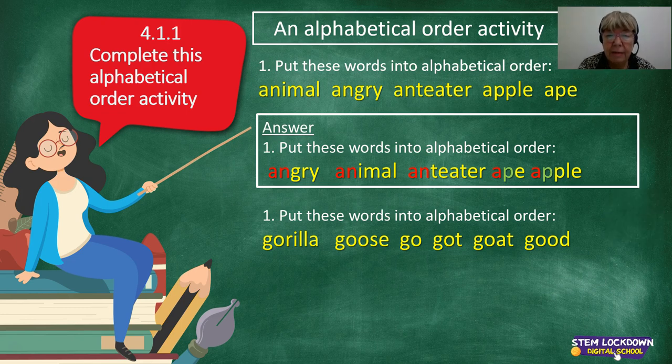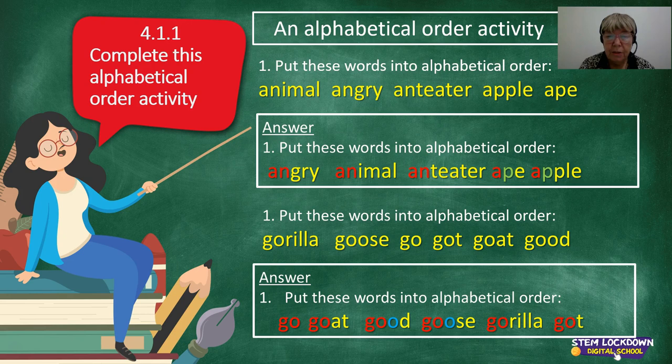Okay, let's look at the answers. Did you get the answers like this? All the letters started with G-O. So the first letter is going to be just G-O. Our first word will be G-O. The rest will have to go according to their third letters. So we've got goat, good, goose, gorilla, got. Did you get all 5 of those? All 6 of those? Good.